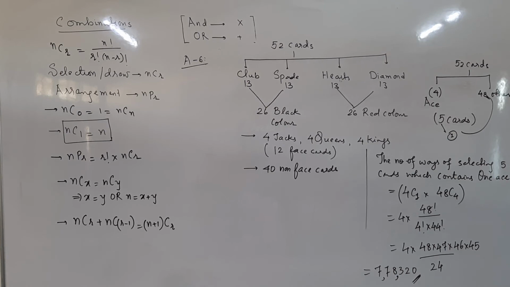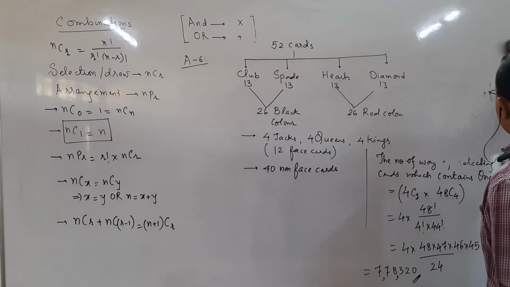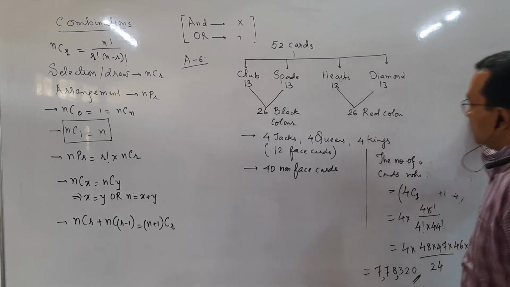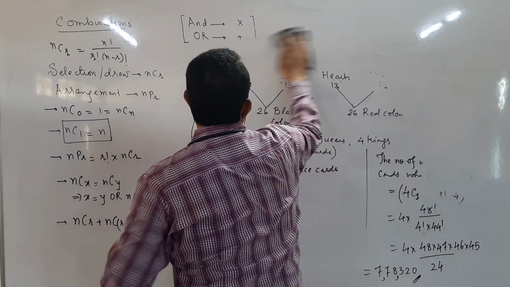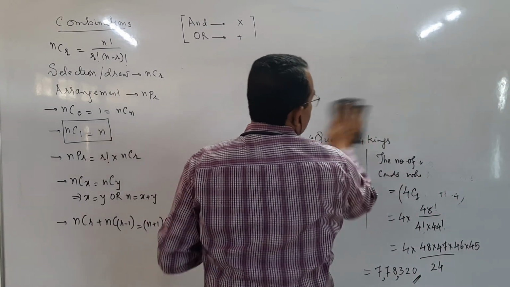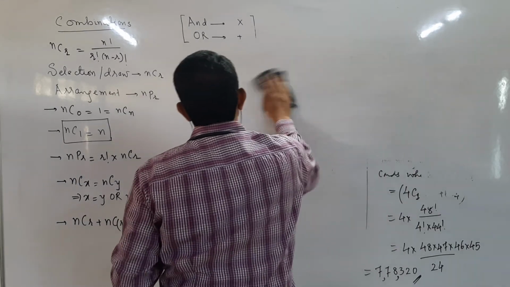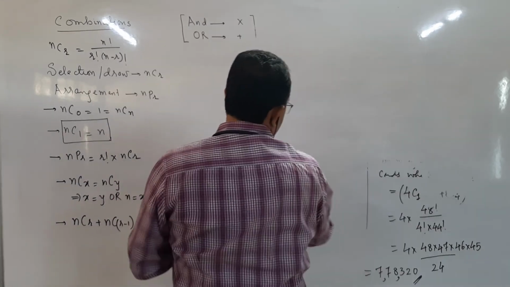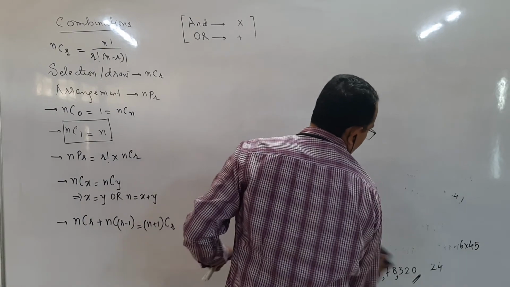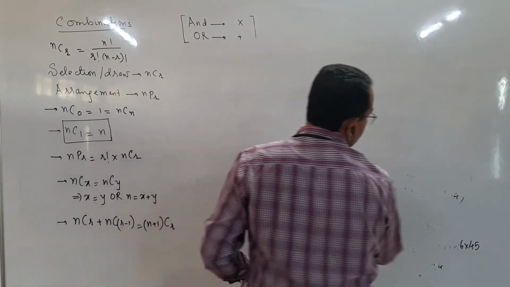And once again, an ace doesn't have a face. Remember these basics of playing cards. Without playing cards, sums of permutation and combination as well as probability cannot be done.